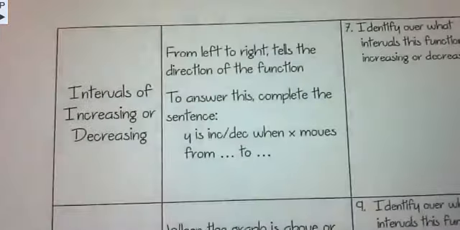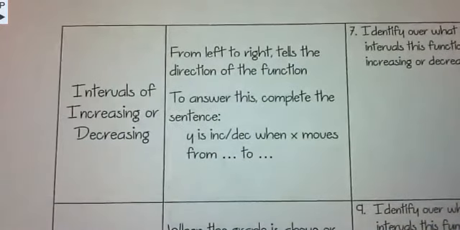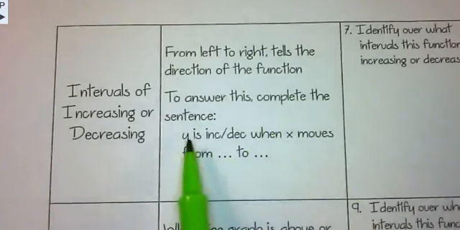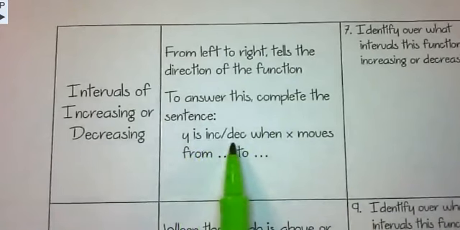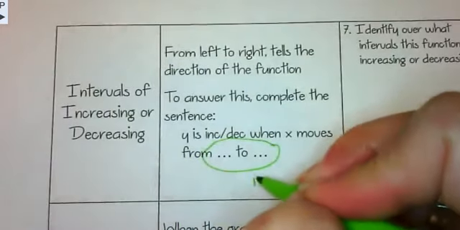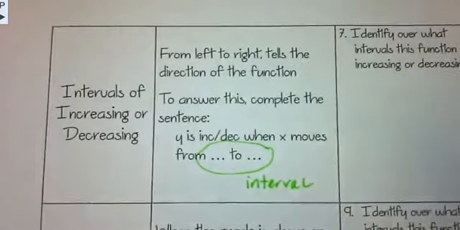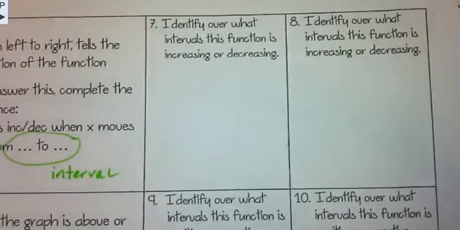All right, next up, we are going to talk about intervals of increasing and decreasing. So from left to right, what we're going to do is tell the direction that the function is going. We always move from left to right, which is smallest to largest. So basically what we're saying is that y is increasing or decreasing when x moves from blank to blank. And what we write as the answer is that, but we are going to write it in interval notation. All right, so identify over what intervals this function is increasing or decreasing.